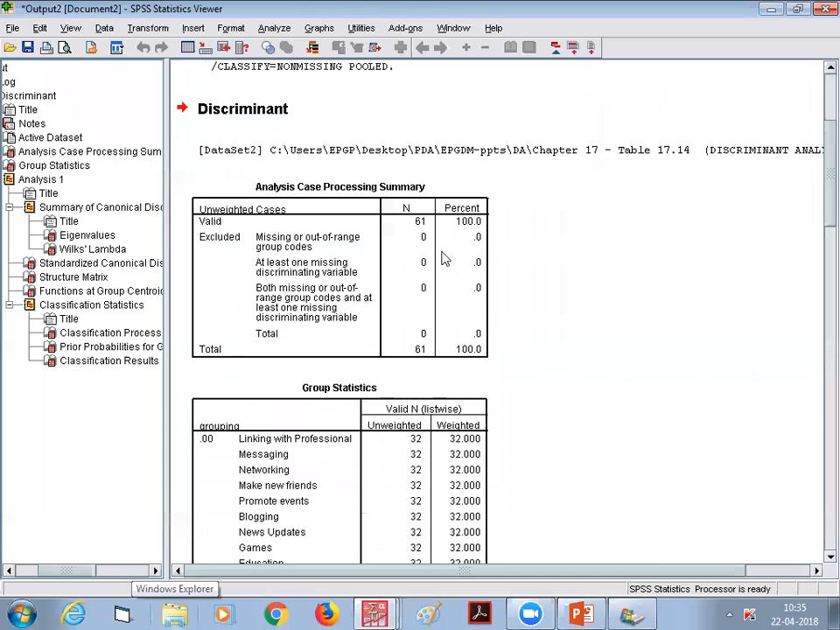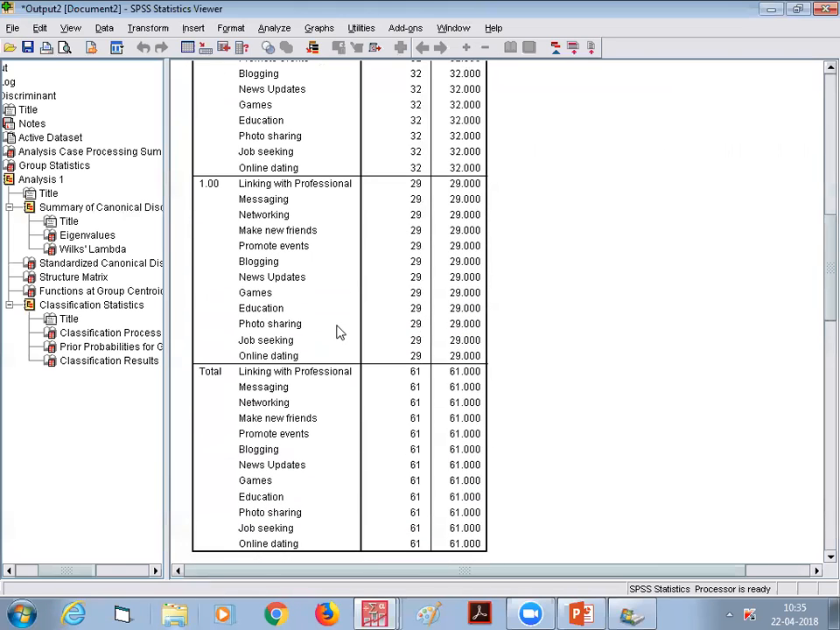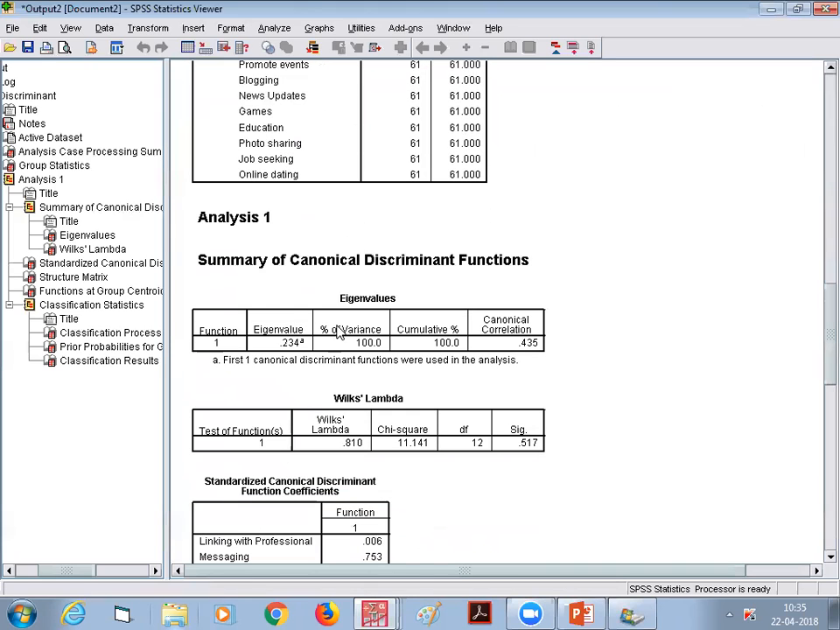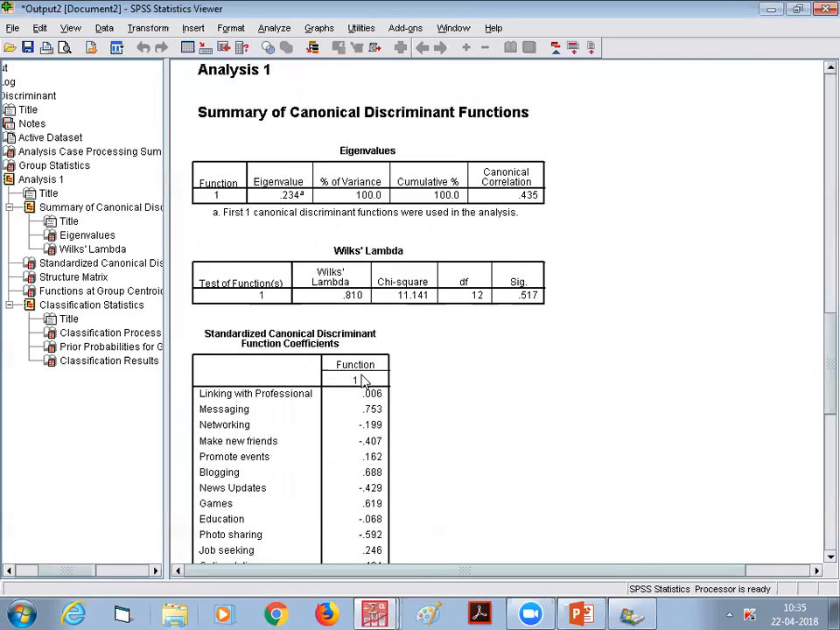See, totally 61 observations. The group statistics are coming. The eigenvalue, canonical correlation is very, very low, 0.43, squared. So only 17% variation is explained by these variables. Again, Wilks' lambda is not significant because you can see the probability is very high. So the discriminant model is not good here. We are getting the answer, but it is not good as per our conditions.